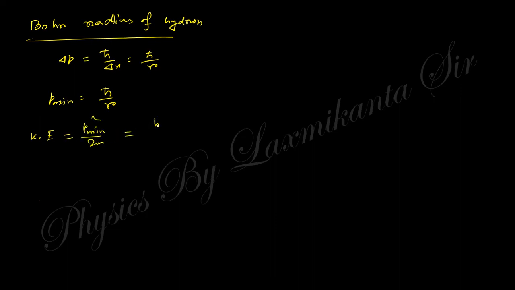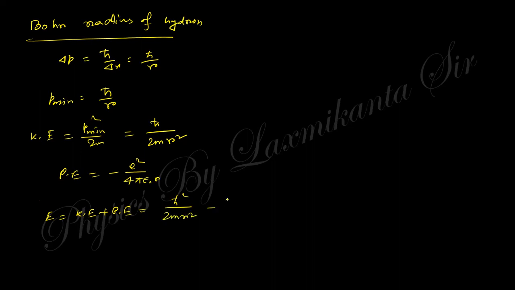So this is nothing but h cross square by 2m r square, and the corresponding potential energy will be minus e square by 4 pi epsilon naught r. So the total energy is kinetic energy plus potential energy. If you add these two, you finally get h cross square by 2m r square minus e square by 4 pi epsilon naught r.